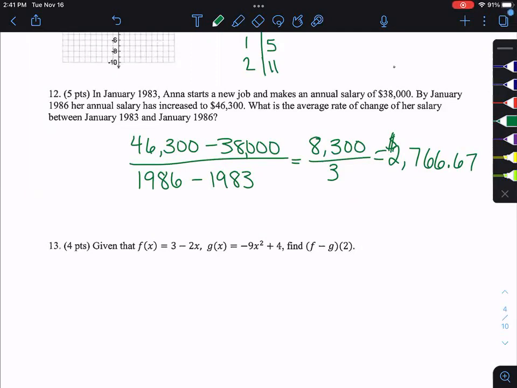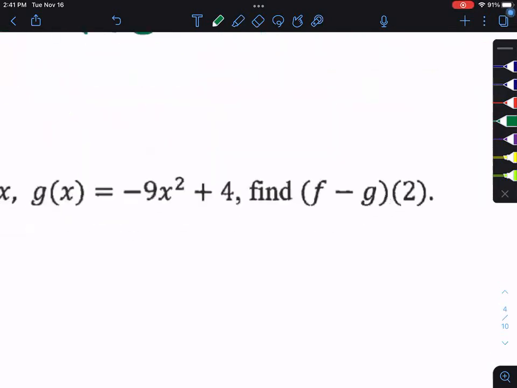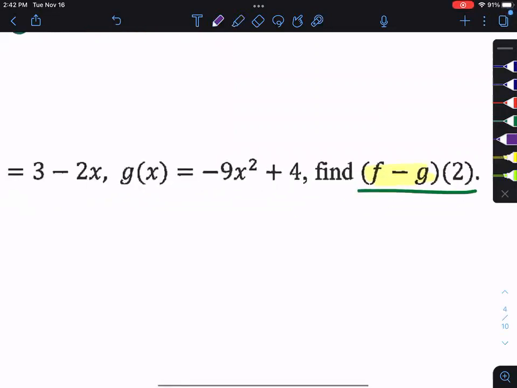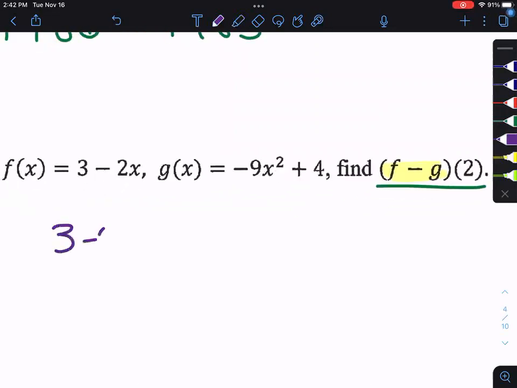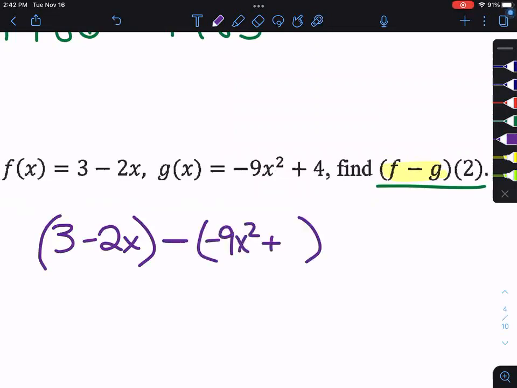Question 13, we're given two functions and we're asked to find f minus g of 2. I highly suggest that you find f minus g first and then you plug in the 2. So if we take f minus g, we're going to start with f, 3 minus 2x, minus g, which is negative 9x squared plus 4. So we just took f and put it in parentheses, minus g, put it in parentheses.